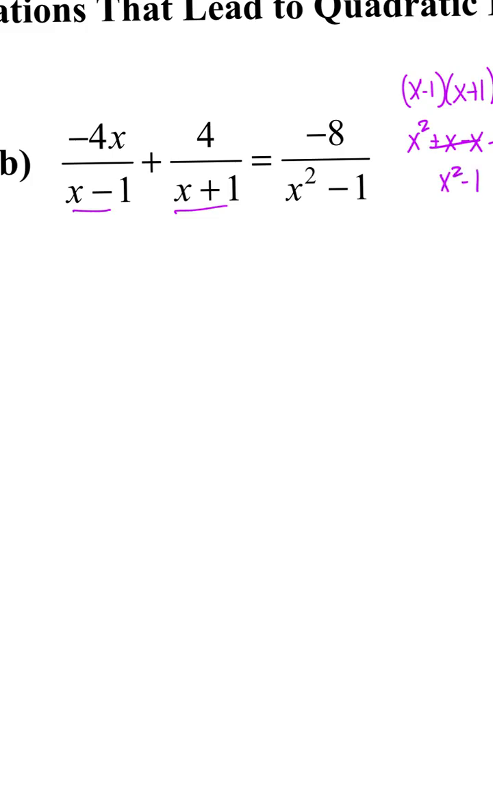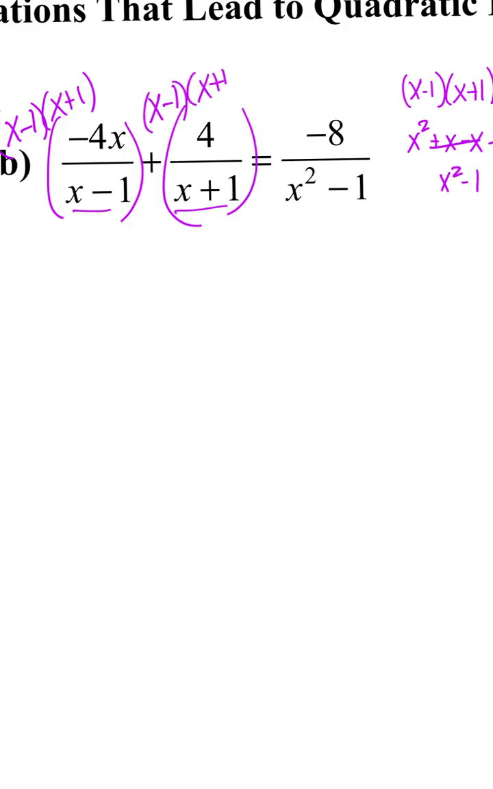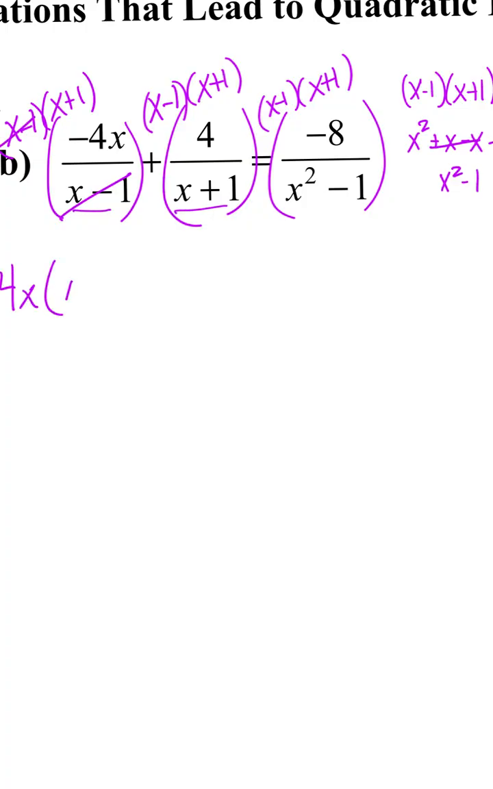So I'm going to multiply everything by x minus 1, x plus 1. Multiply this times x minus 1, x plus 1. And I'm going to multiply this by x minus 1, x plus 1. The x minus 1's cancel, so I'm left with negative 4x times x plus 1. And x plus 1 cancels, so now I've got plus 4 times x minus 1. So notice whatever cancels, you're just left with that piece. Now all of that cancels with all of that, so it's just equal to negative 8.